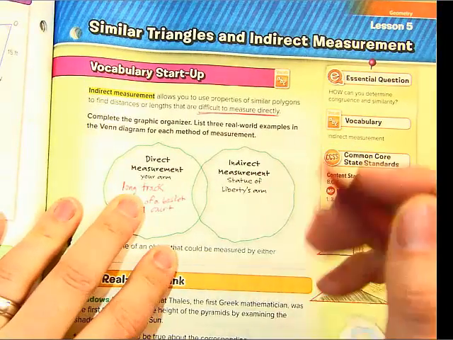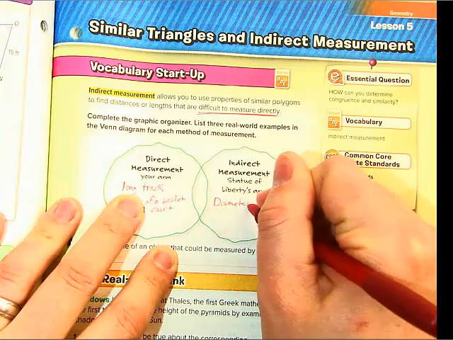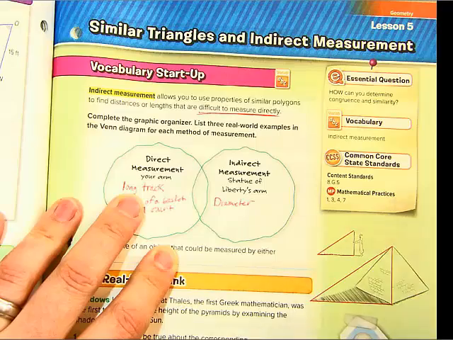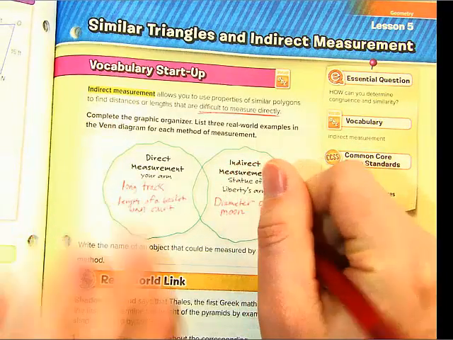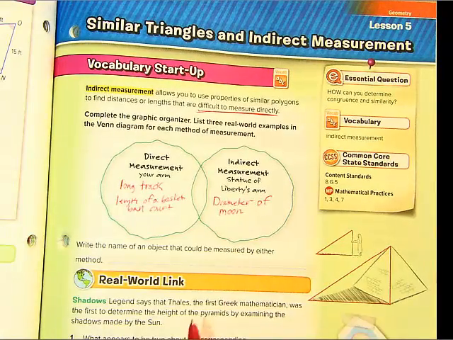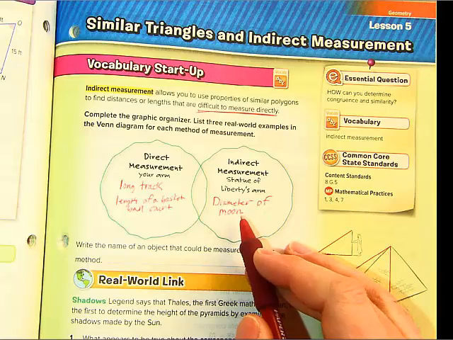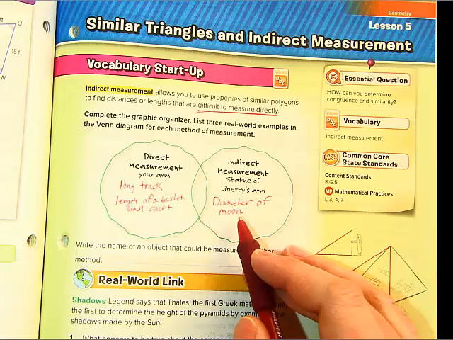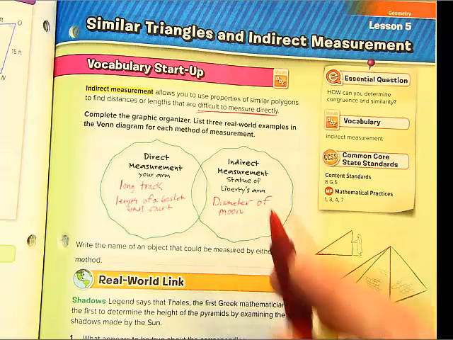Another thing would be the diameter of the moon. We've had a full moon here recently, so like the diameter of the moon. As far as my knowledge goes, I don't believe we have actually sent astronauts up to the moon and had them grab a giant ruler or yardstick or tape measure and actually walk the diameter of the moon to figure it out. However, we've been able to use indirect measurement to find out the diameter of the moon.